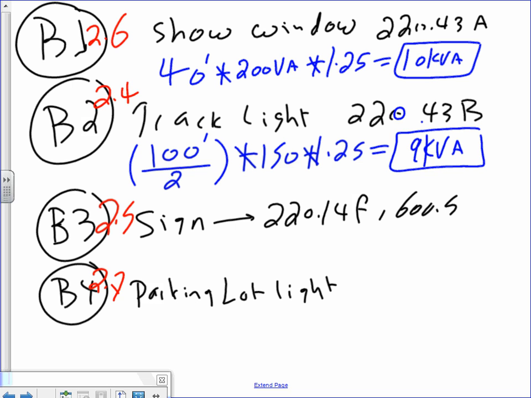9 kVA. I like that one. That's your track light. Did you guys get that? For every 2 feet, you allocate 150.